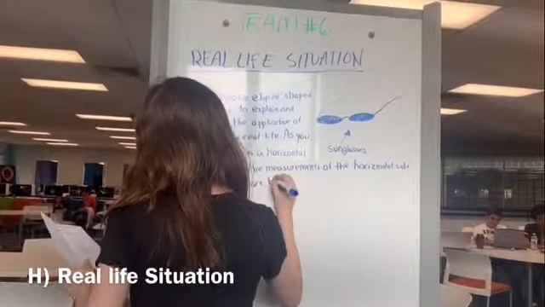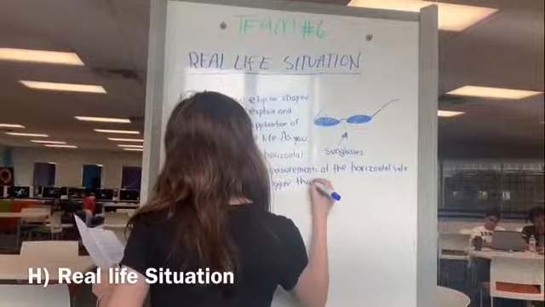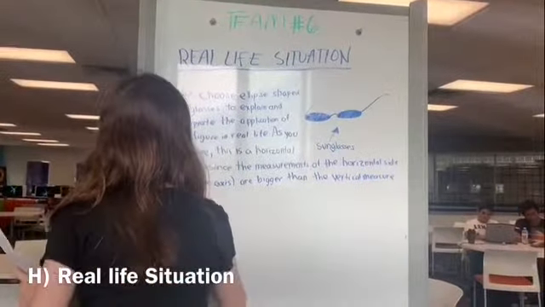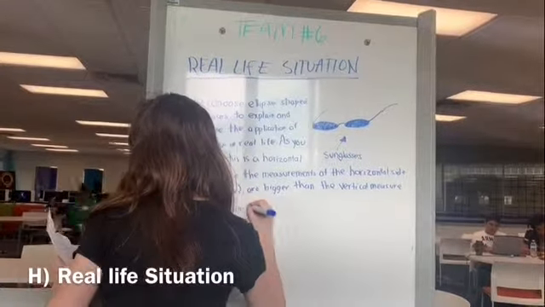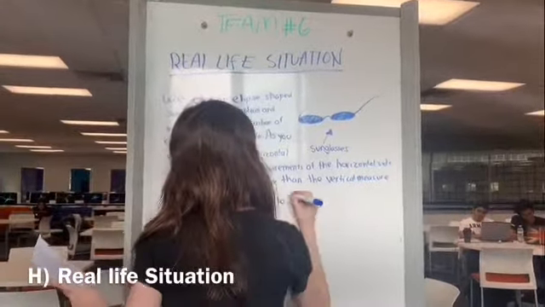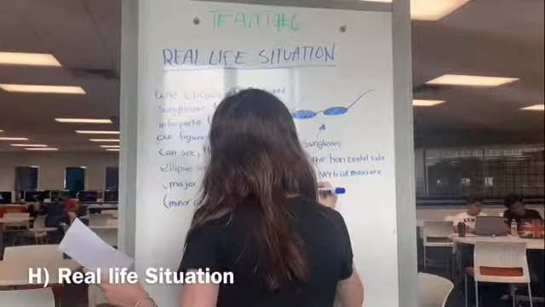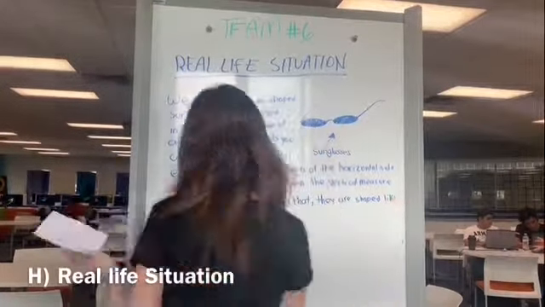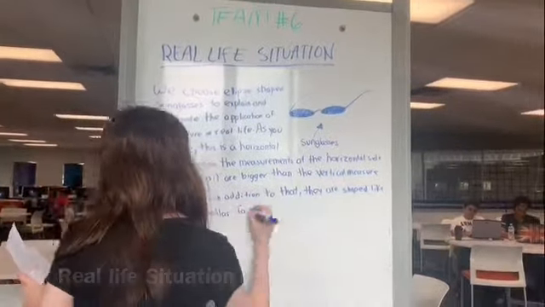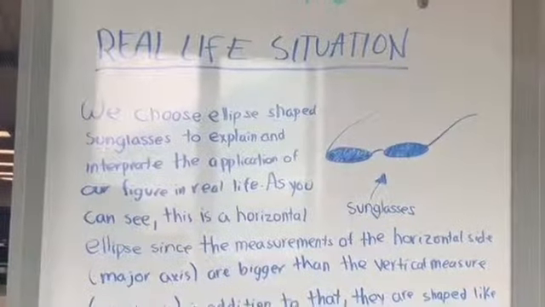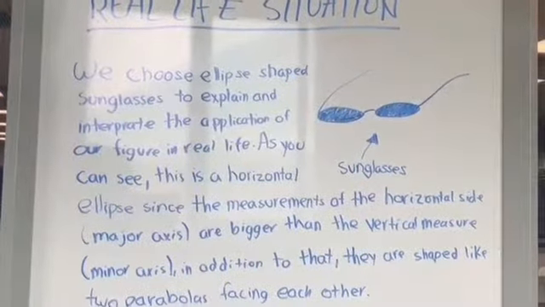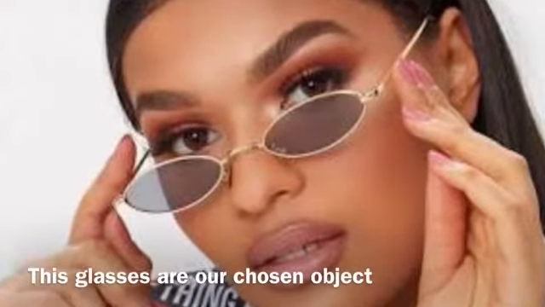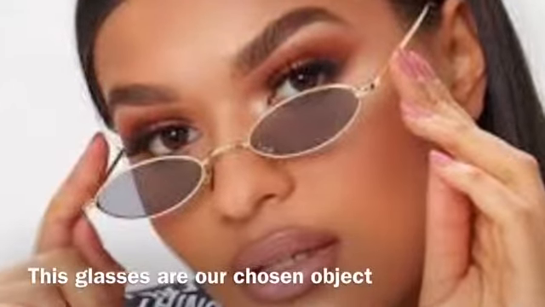We chose ellipse-shaped sunglasses to explain and interpret the application of our figure in real life. As you can see, this is a horizontal ellipse, since the measurements of the horizontal side, the major axis, are bigger than the vertical measures, the minor axis. In addition, they are shaped like two parabolas facing each other. This is what we chose as a real-life object for an ellipse.